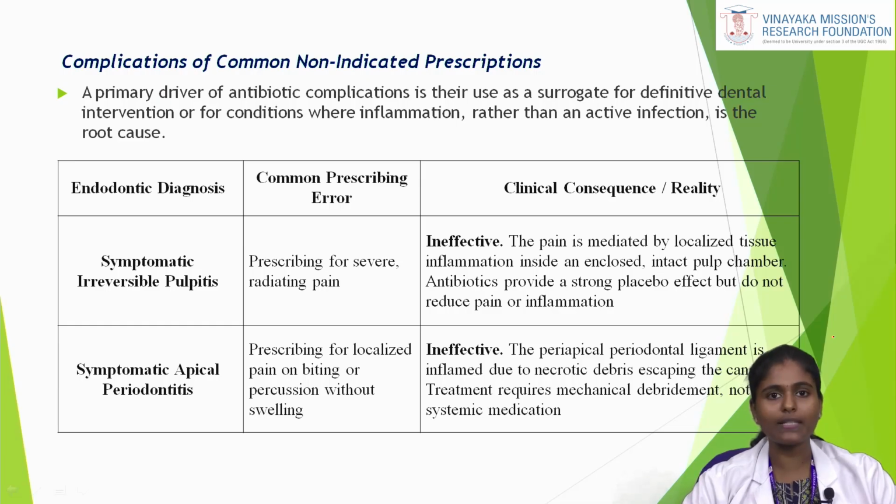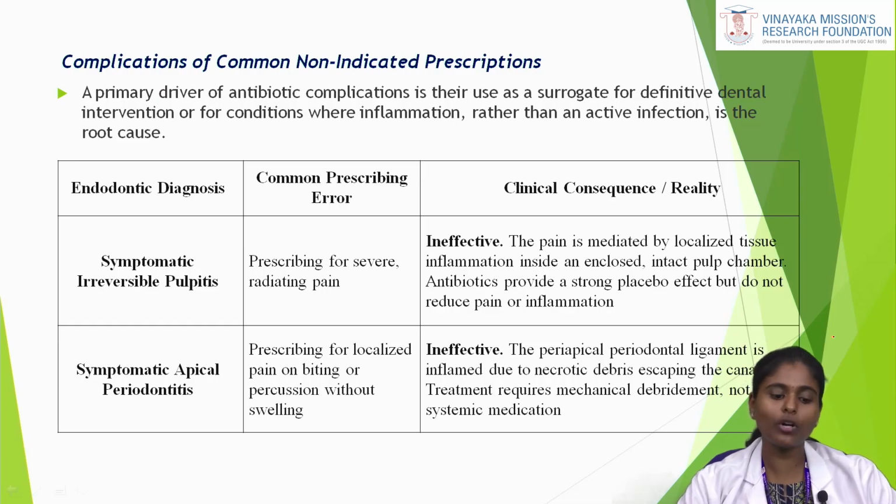Symptomatic apical periodontitis. Here the drugs are prescribed for localized pain on biting or percussion without swelling. The clinical consequence is that they are generally ineffective, as the periapical periodontal ligament is inflamed due to necrotic debris escaping the canal.